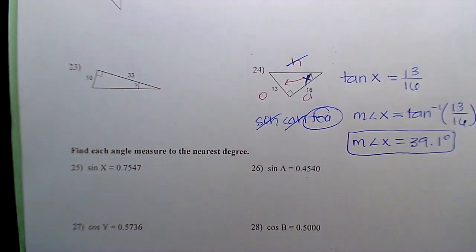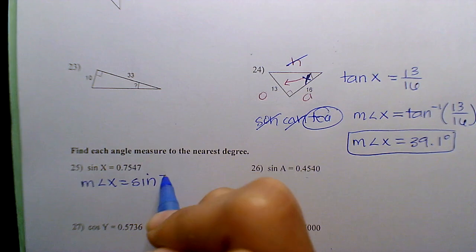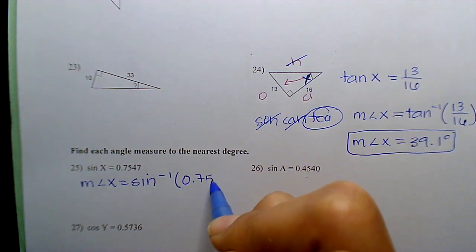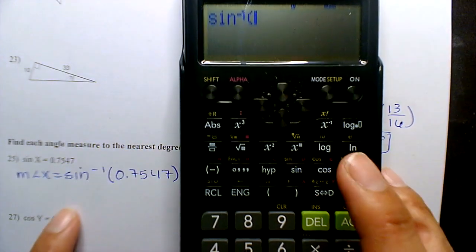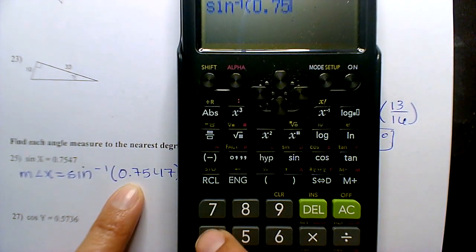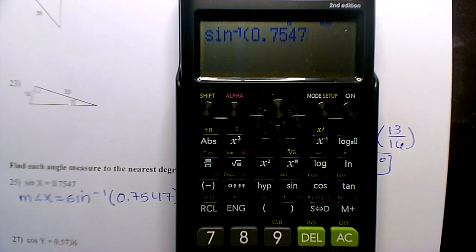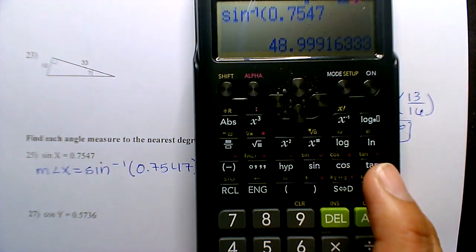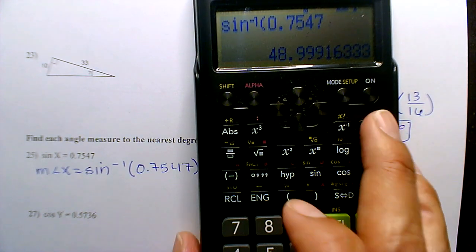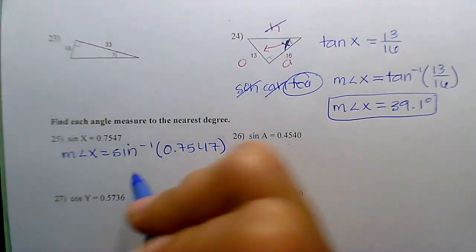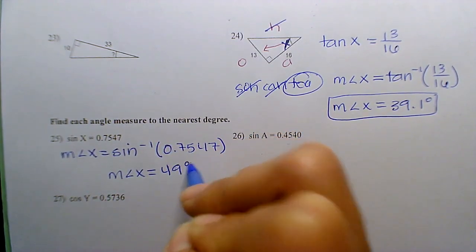They're asking you to now isolate the variable and just make sure you can type it. Okay, shift sine, and then 0.7547, ten thousandths. And I get, well, that's pretty much 49 degrees. I know I tell you guys to give me decimals, but it's 49.999, so then it's just 49 degrees.